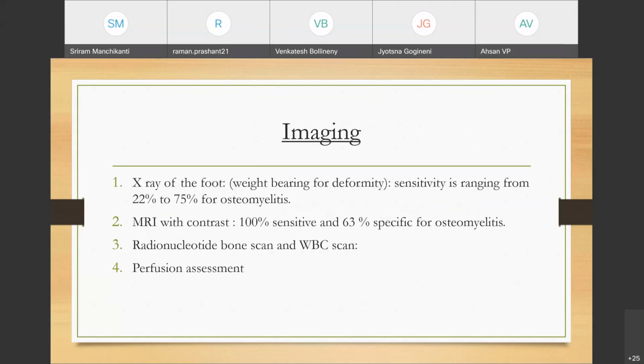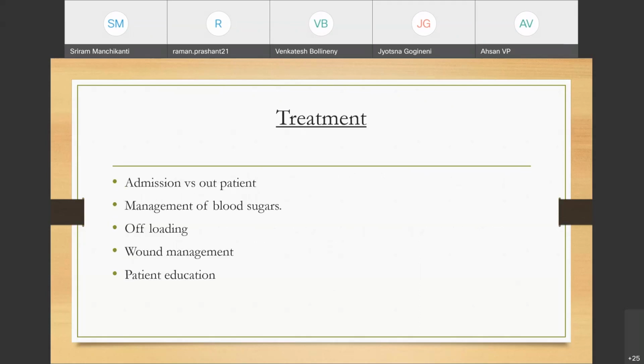Now, next is the component of imaging. X-ray of the foot is a very important investigation, and this should always be done weight bearing to assess for deformity. It has a sensitivity of 22 to 75% for osteomyelitis, which is a wide range. The most common X-ray finding is soft tissue swelling, as in soft tissue edema. MRI with contrast has a very high sensitivity and specificity for osteomyelitis, and newer modalities like WBC scan and perfusion assessment are done. So in treatment, we often come to this question of how to treat these patients: admission versus outpatient.